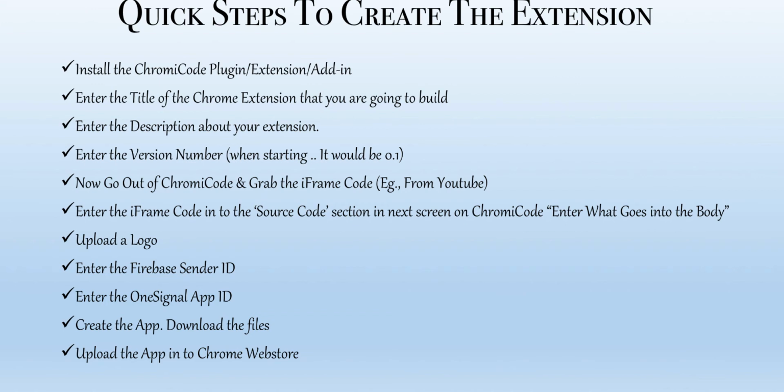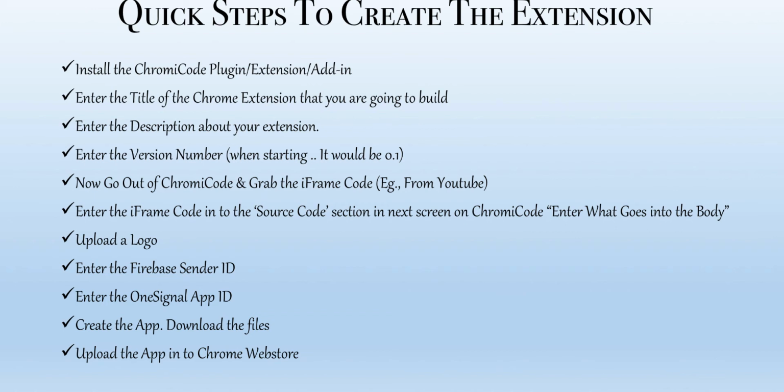And then you need to give the Firebase sender ID. And this is what I was talking about in the previous screen. That's the reason you need to have a Firebase account set up the moment you get ChromiCode. And then you need to enter the OneSignal app ID in the next screen, and then you're done. You will have the ability to download all your extension source code.